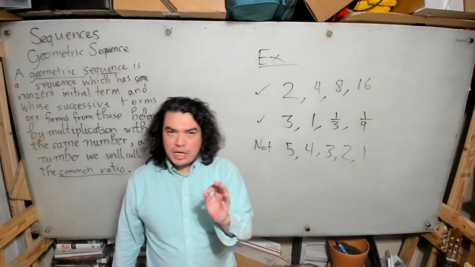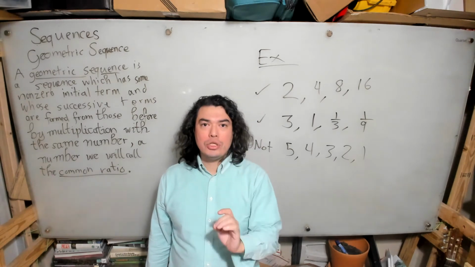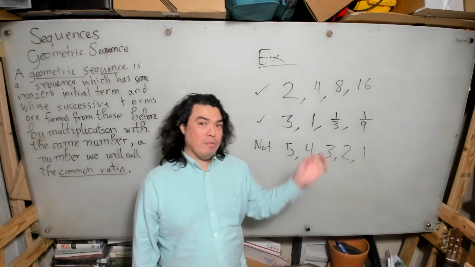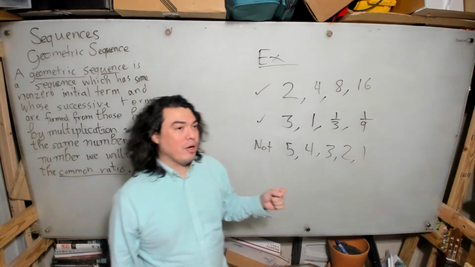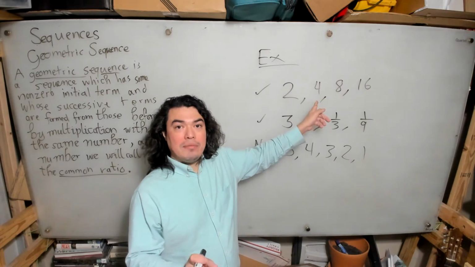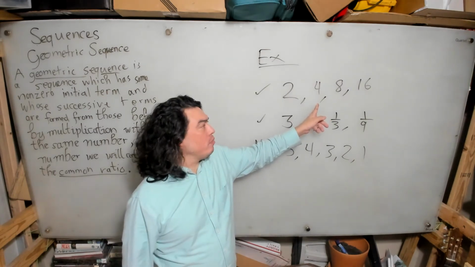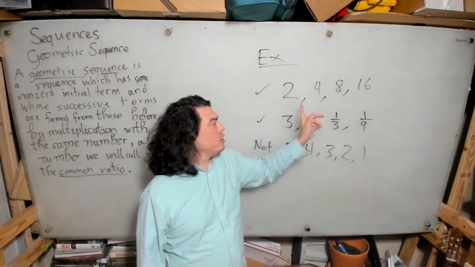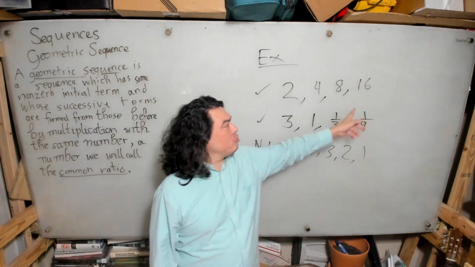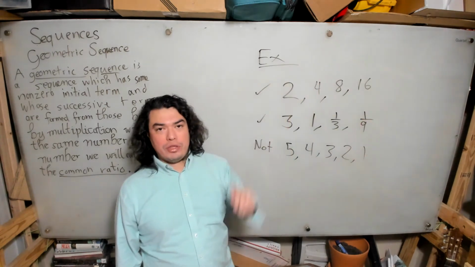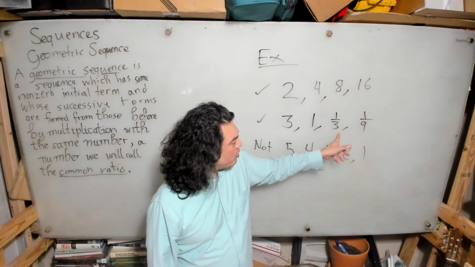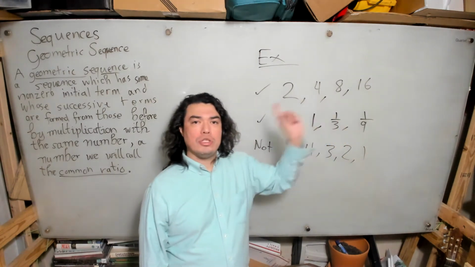The key point is that we're going to multiply the initial term by some number, which we call the common ratio, in this case 2, and then that same number will be used to multiply this term to get the next term. You see, this is the initial term, times 2 is 4, times 2 is 8, times 2 is 16, and that's how we're going to generate the whole thing. This one, I'm multiplying by 1/3, multiplying by 1/3, multiplying by 1/3, and so on to generate the geometric sequence.